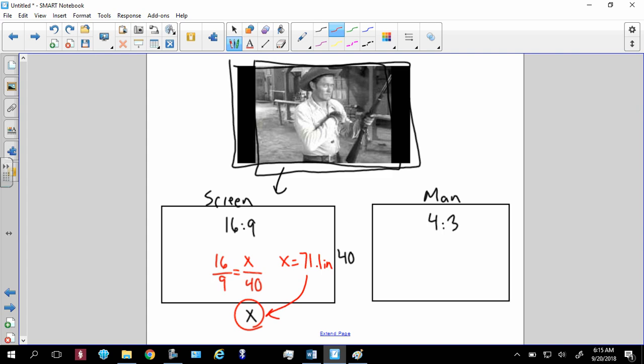That's how wide the TV screen is. Well, let's see how wide the man is. Now, the height of the TV is 40 inches, which means the man would be 40 inches. And we're looking for the width. So that would be 4 over 3 is equal to, let's see, the height being 40, so it goes on the bottom, over x, cross multiply and solve. X ends up being 53.3 inches.